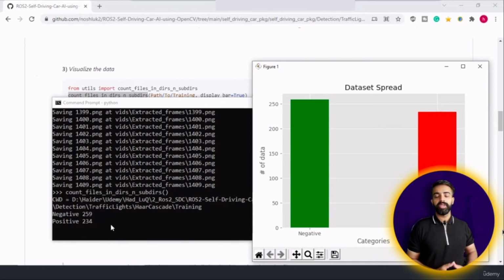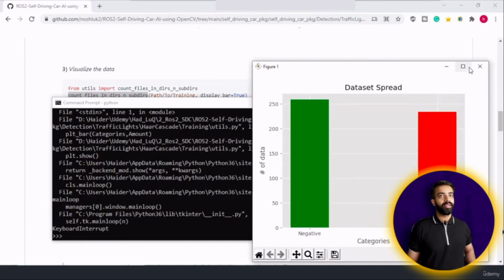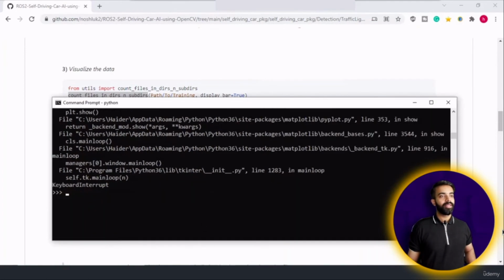So a difference of 20 images, which is not too much considering the whole proportions. So at the moment, we don't need to augment any more data, and we can just go with this particular data set. So let's close this and move on to the next step.